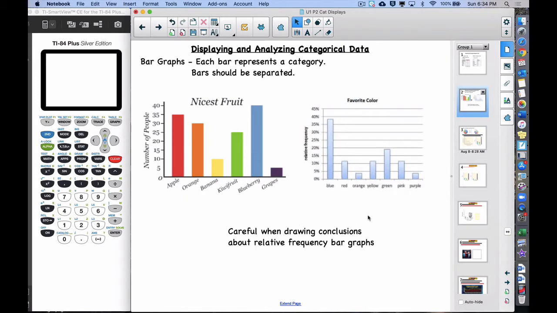So we need to be a little bit careful when we draw conclusions about relative frequency bar graphs. We also have to be careful about, when you're talking about relative frequency, that relative frequency is just a percentage. So we need to be careful, depending on how the graph is set up, drawing conclusions about how many people, if all we have a graph for is a percentage.